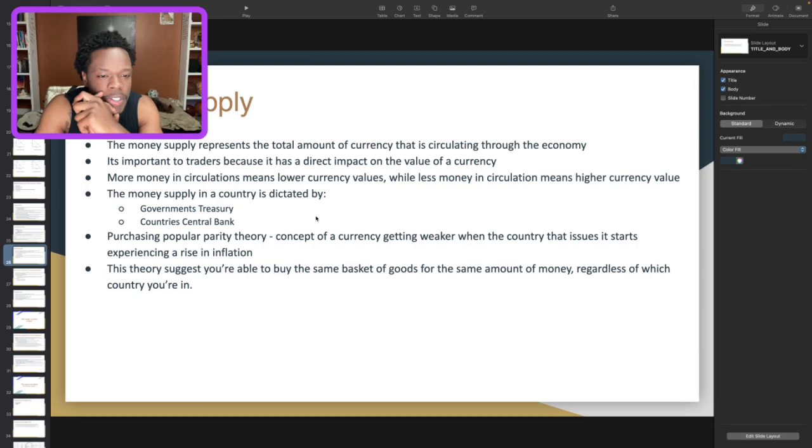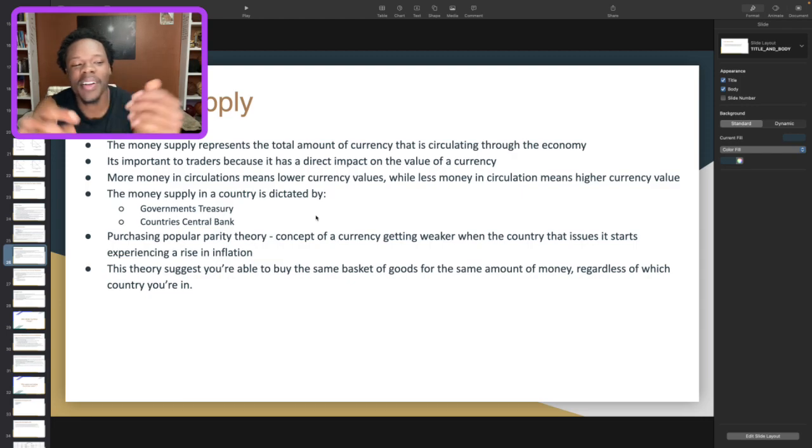The money supply in the country is dictated by the government's treasury. So for us, it would be the Feds and the country's central bank, right? So purchasing power parity theory, a concept of a currency getting weaker when the country that issues it starts experiencing a rise of inflation, right? This theory suggests that you're able to buy the same basket of goods for the same amount of money, regardless of which country you're in.